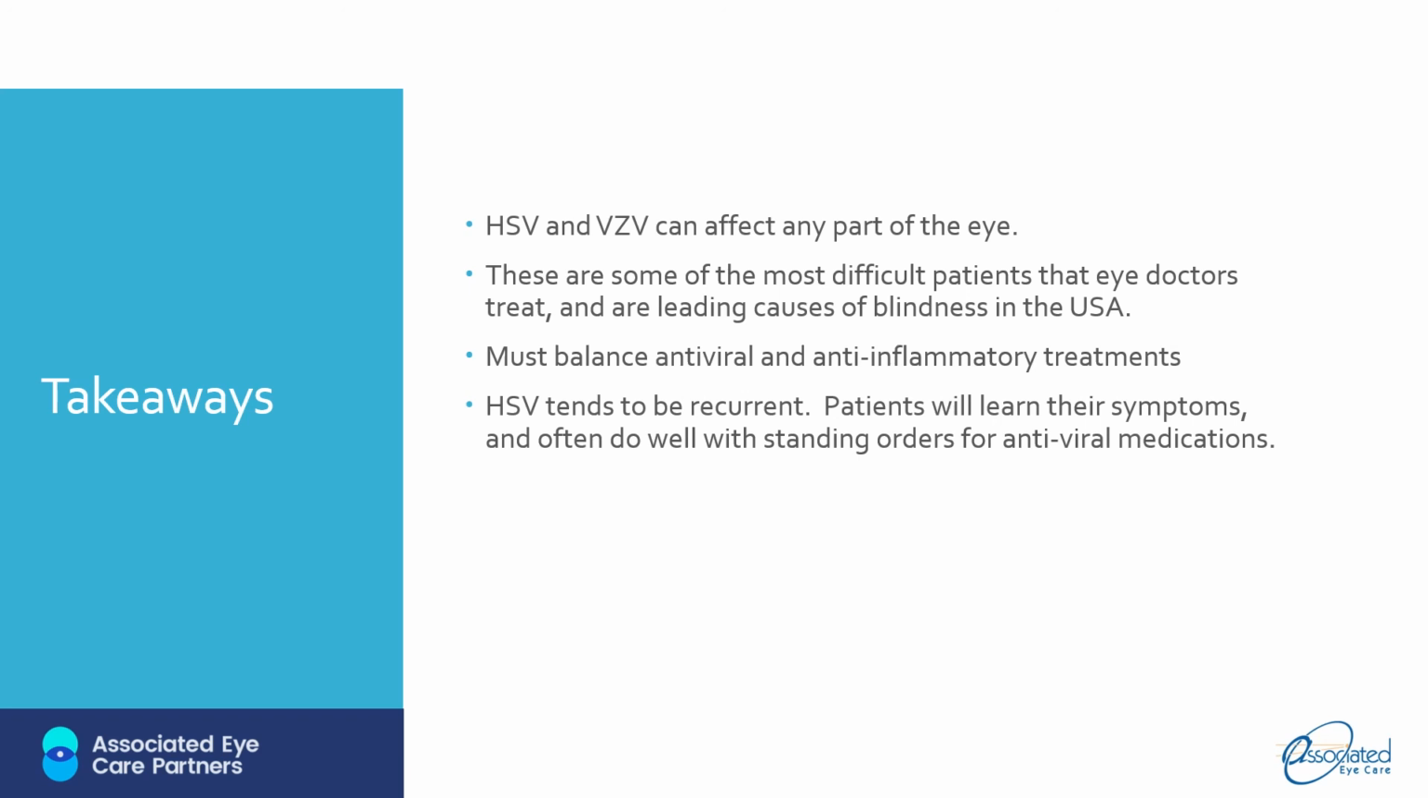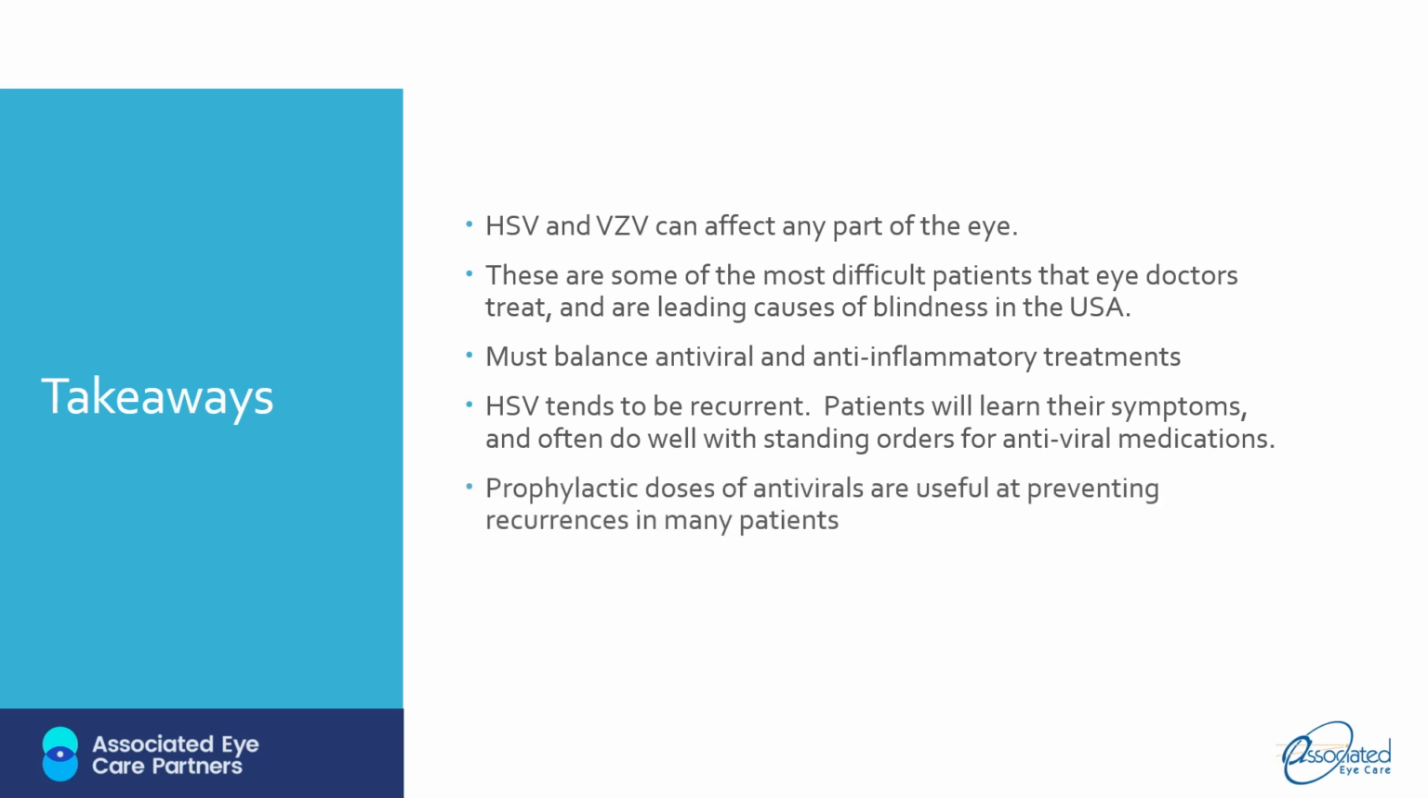HSV tends to be recurrent, and patients will learn their symptoms, and a lot of them will have standing orders for medications. Their symptoms tend to be the same. If they tend to get a left eye HSV blepharitis, that tends to be how they present time after time. If they tend to get a right eye keratitis, that tends to be how they present time after time. And prophylactic doses of antivirals for recurrent HSV disease can be very helpful. For shingles, I think vaccination is really going to be a game changer, especially for this generation of younger people. When they get to be our age, we're going to see a lot less shingles because we saw a lot less chickenpox.